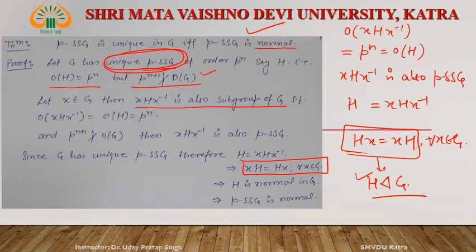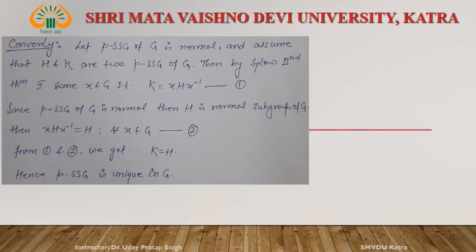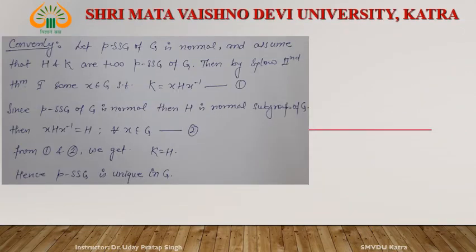Conversely, if the p-Sylow subgroup is normal, suppose K is the p-Sylow subgroup and this is normal, then this is unique. Okay, then we will prove it. Let us assume that the p-Sylow subgroup of G is normal and there are two p-Sylow subgroups H and K of G. Later on we will show that these two are equal.